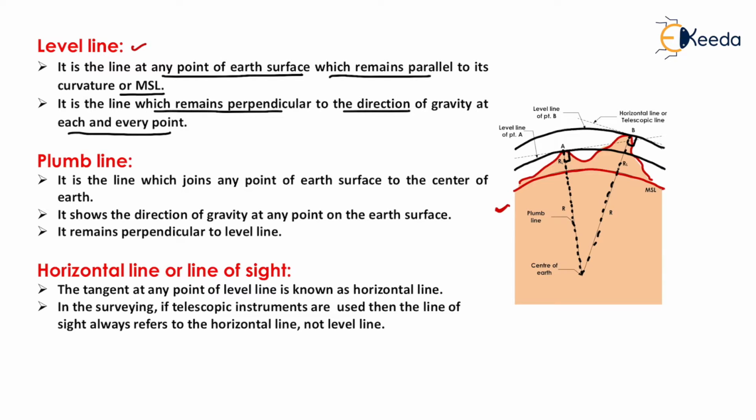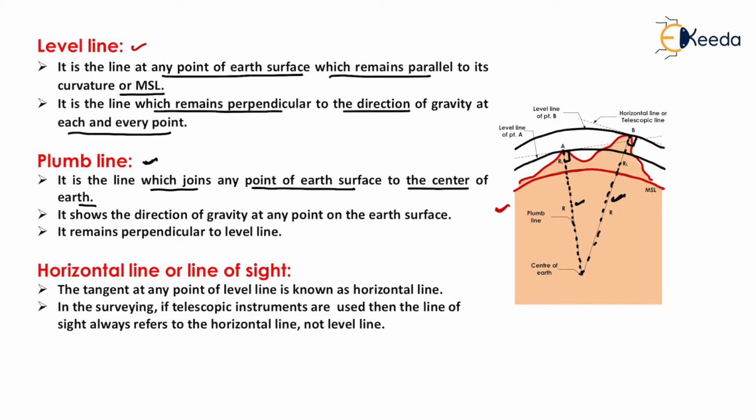Now the next one is the plumb line. Now what is plumb line? It is the line which joins any point of Earth's surface to the center of the earth. This line is shown by this dotted line. This is known as plumb line as well as this line is also known as plumb line.